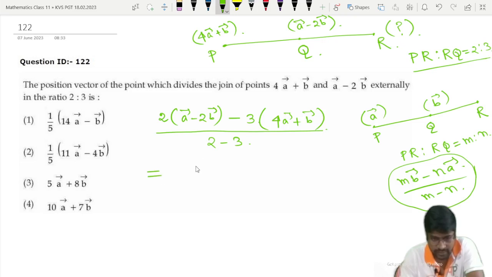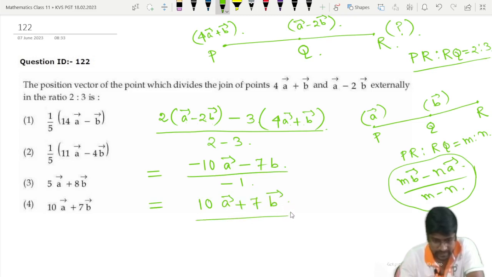So this is equal to what? Just a little bit of simplification: we get 2a minus 12a, that means minus 10a, and here minus 4b and minus 3b, so minus 7b, divided by minus 1. So what we are getting? 10a plus 7b. So this is the correct answer.